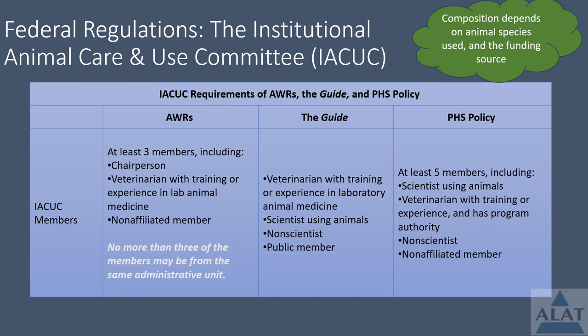The PHS policy IACUC looks a little different, having at least 5 members. A doctor of veterinary medicine, DVM, with experience in laboratory animal medicine. A practicing scientist actively involved in conducting animal research. A non-scientist who is naive to the scientific method. A non-affiliated member, someone with no connection to the facility and no prior experience working with laboratory animals. This member represents the general public's interest.